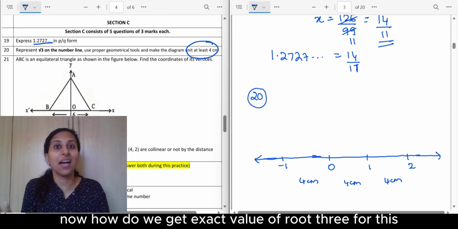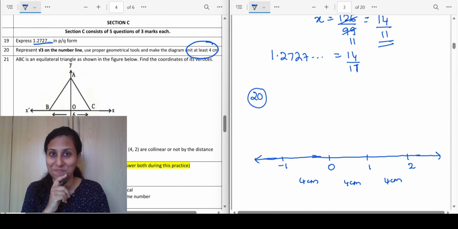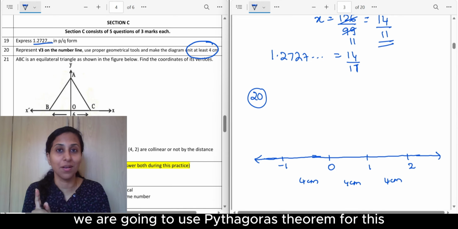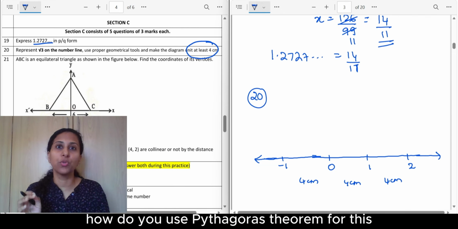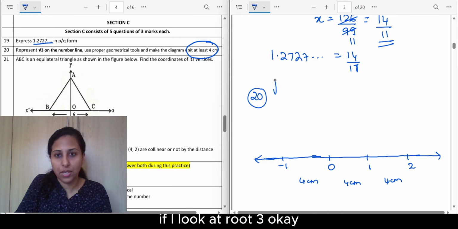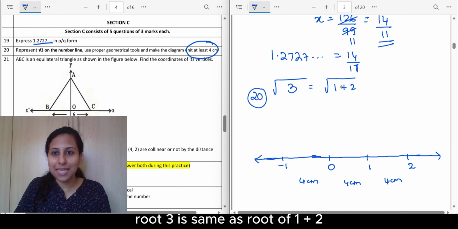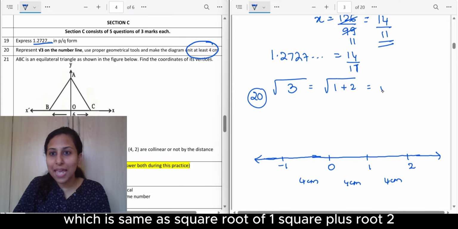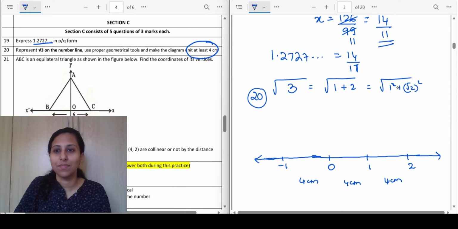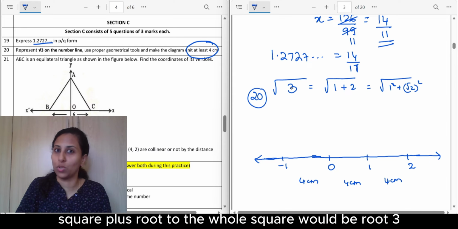Now, how do we get the exact value of root 3? For this, we use the Pythagoras theorem. How do you use the Pythagoras theorem for this? If I look at root 3, root 3 is the same as root of 1 plus 2, right? Which is the same as square root of 1 square plus root 2 the whole square. Root of 1 square plus root 2 the whole square would be root 3.